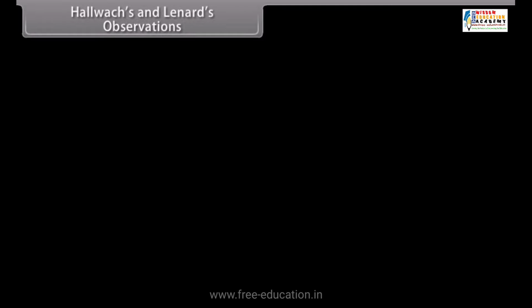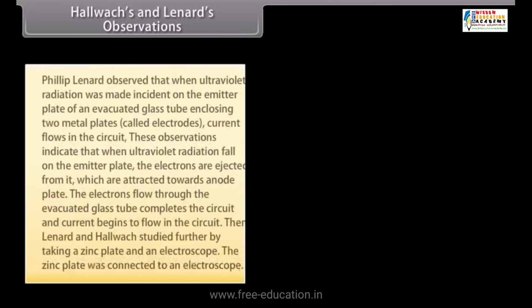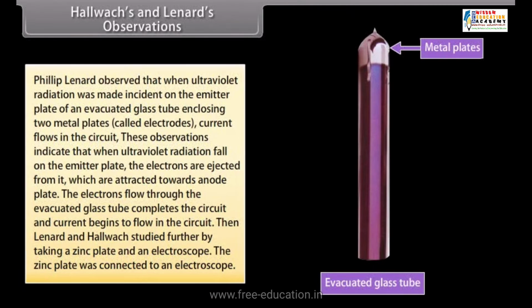Hallwachs and Lenard's observations. Philipp Lenard observed that when ultraviolet radiation was made incident on the emitter plate of an evacuated glass tube enclosing two metal plates called electrodes, current flows in the circuit. These observations indicate that when ultraviolet radiation falls on the emitter plate, the electrons are ejected from it, which are attracted to its anode plate. The electrons flow through the evacuated glass tube, complete the circuit, and current begins to flow in the circuit.